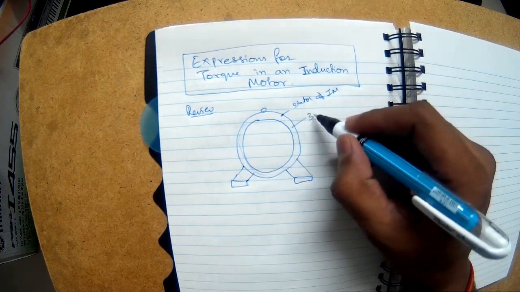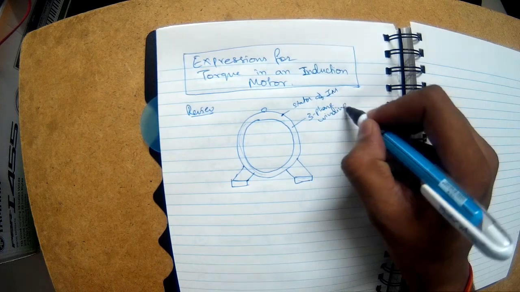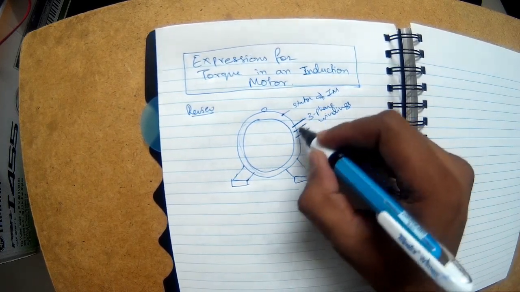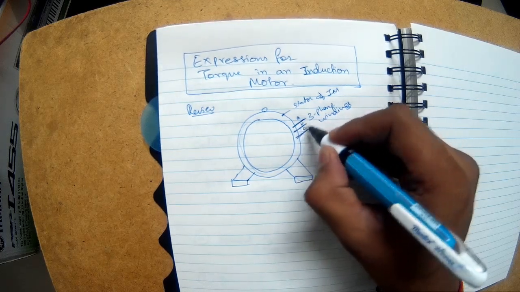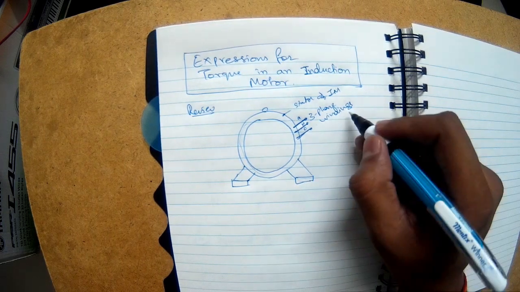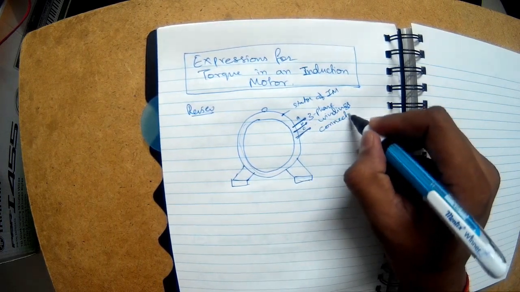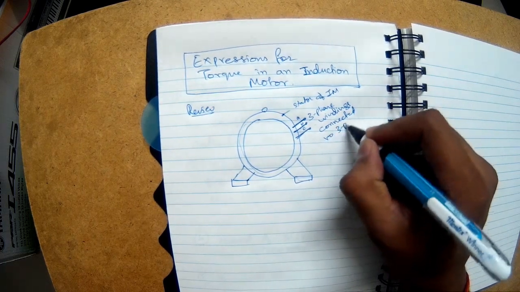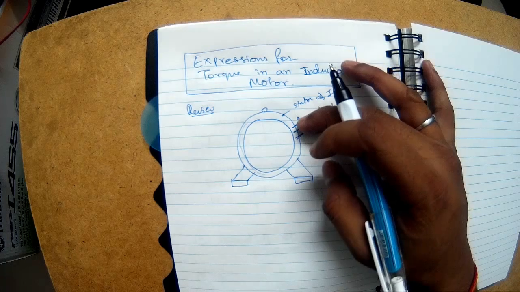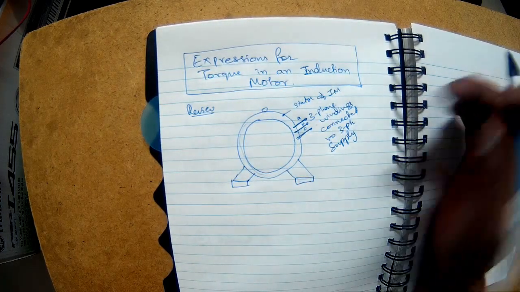To indicate the three-phase winding, let me draw three terminals A, B and C. To these three terminals, I connect the three-phase supply. The moment the three-phase supply is connected, a rotating magnetic field is set up inside the stator.